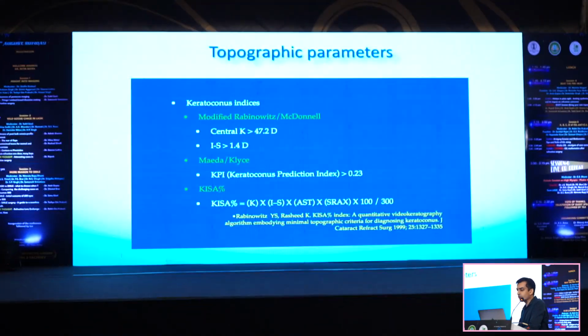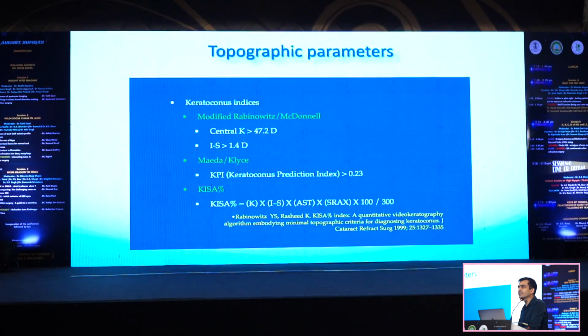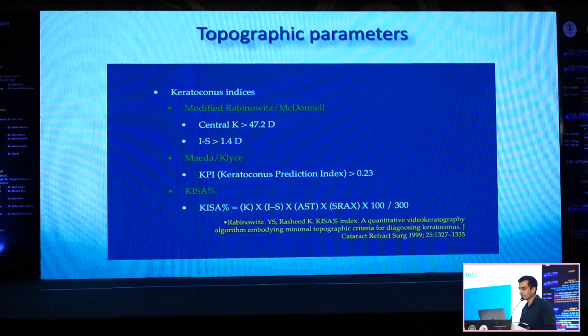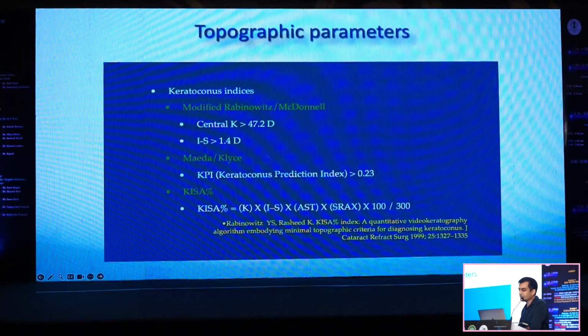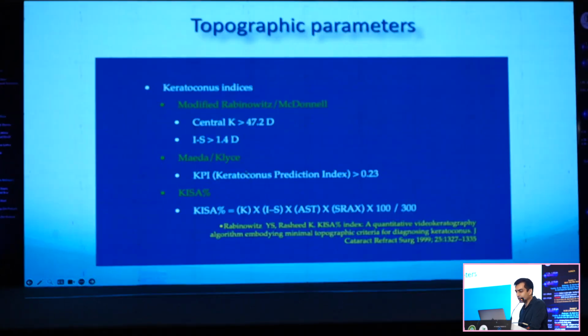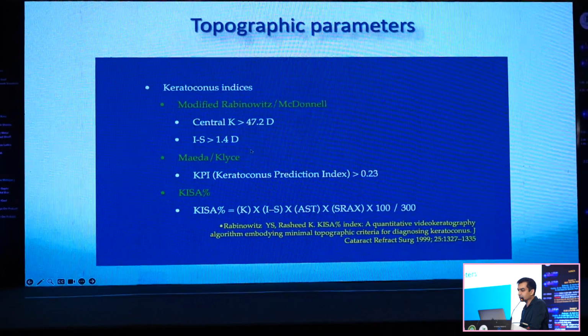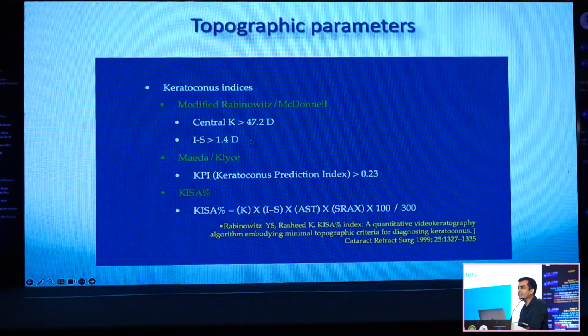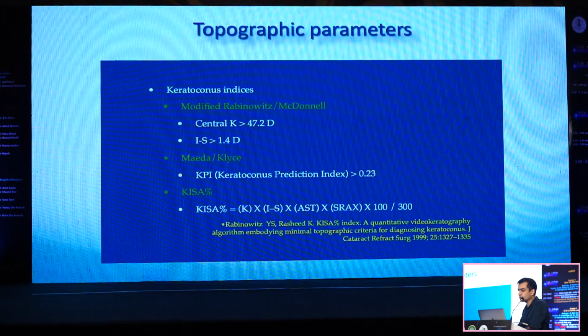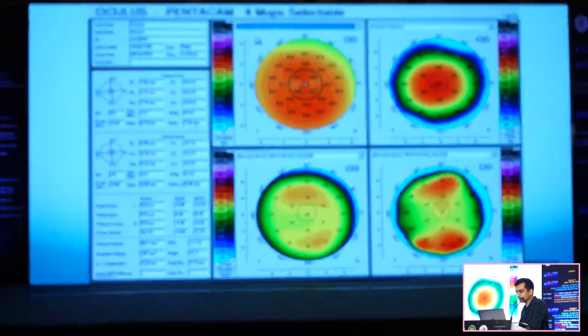No matter what machine, no matter what index we are using to detect keratoconus, the basic thumb rule is still the age rule. In 1999, 25 years back, Rabinowitz and McDonald gave that an inferior-superior asymmetry of more than 1.4 diopters is suggestive of keratoconus. Multiple other indices, like Belin-Ambrosio and the PSI index, came into being, but till date, when we are looking at keratoconus and any asymmetry in the cornea, the inferior-superior asymmetry and central K more than 47.2 are still the two basic clues for detection of keratoconus.